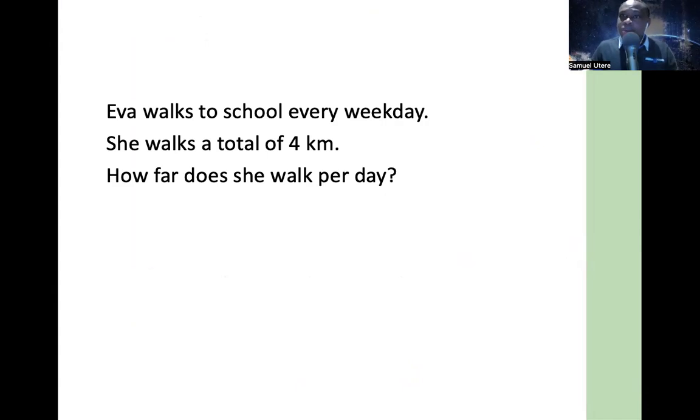What if we have problems where lots of words are written like this? Here is one. Eva walks to school every weekday. She walks a total of 4 kilometers. How far does she walk each day? First, we need to think, for the weekday for school, how many days do we have? That's 5. So if she walks 4 kilometers in total for the whole week, we're going to have to divide 4 by 5. Okay? Now remember, we can express division as, what's the word? Fraction. So we can write it like that.